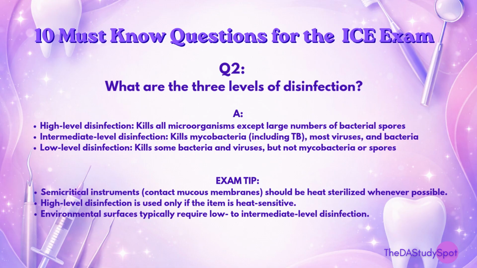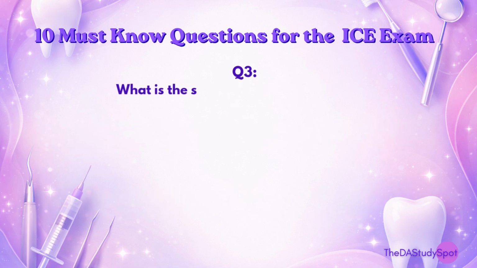Exam tip: semi-critical instruments are instruments that contact mucous membranes. They should be heat sterilized whenever possible. High-level disinfection is used only if the item is heat sensitive, and environmental surfaces typically require low to intermediate level disinfection. Question 3. What is the Spore test and why is it used?